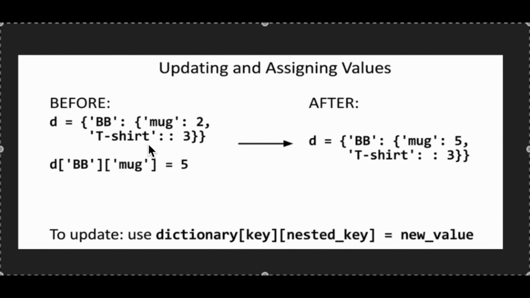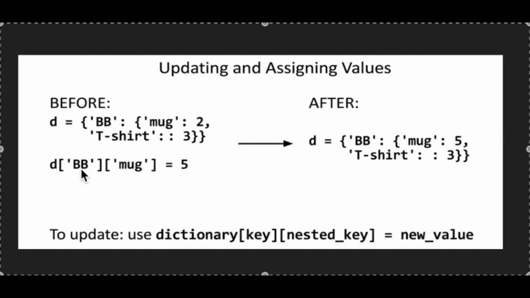Right now the dictionary says we have 2 mugs, but let's say we just got a new shipment and we need to change that number to 5. The command, the address, it means the address. To change it, we have to give the computer the exact address of the value.